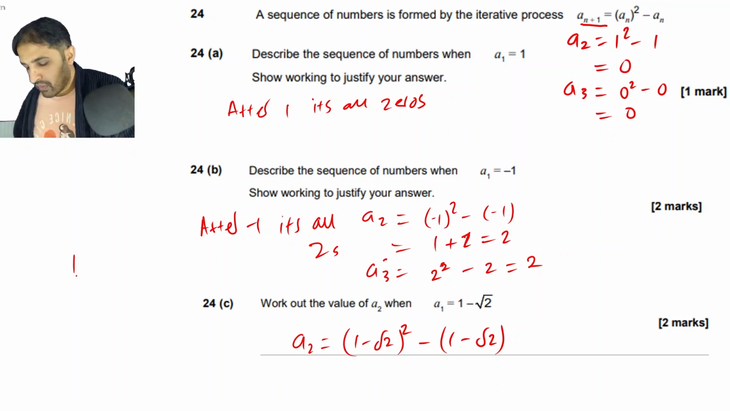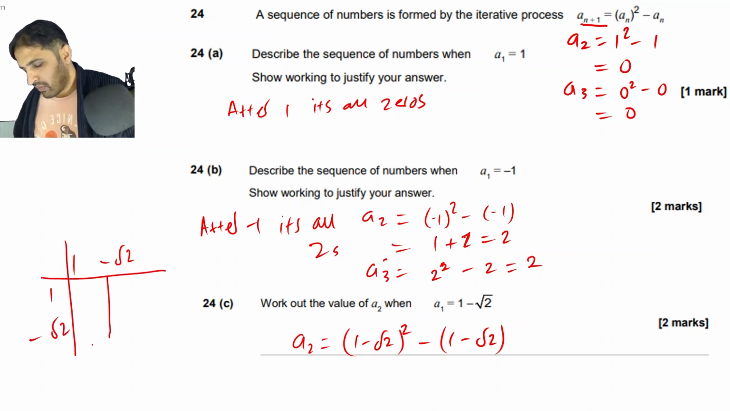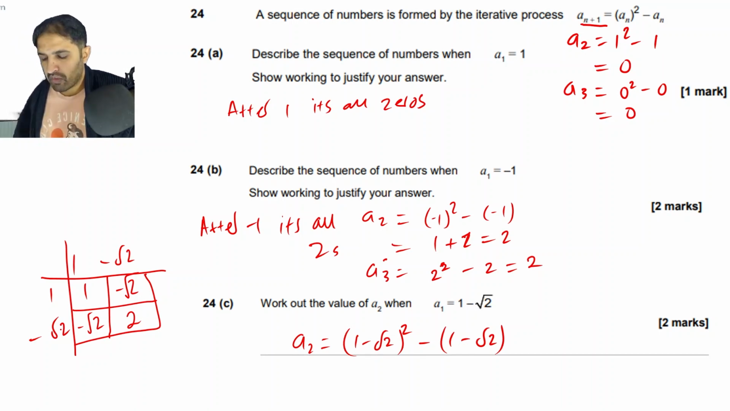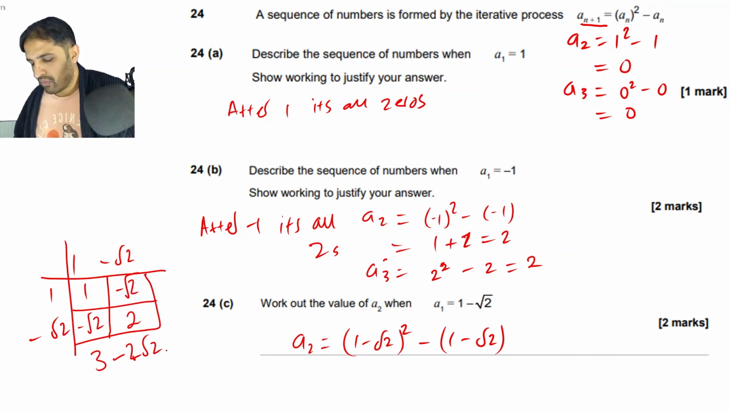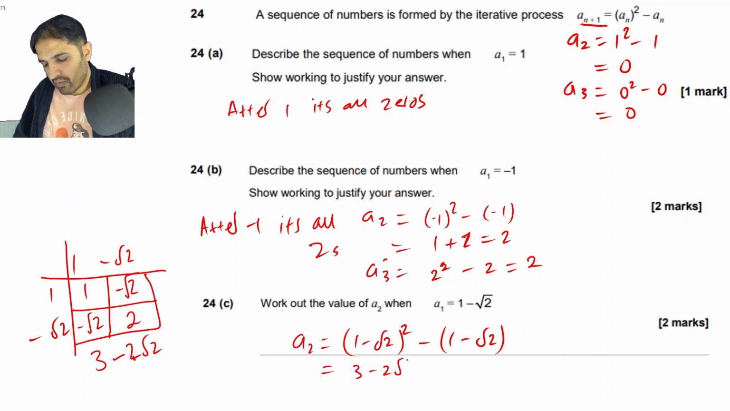Okay, so we're going to do 1 minus root 2 multiplied by 1 minus root 2. We're going to do this grid method again. 1 times 1 is 1. That's negative root 2, and then negative root 2, so 2 lots of negative root 2. And negative root 2 times negative root 2 is positive 2, because 2 negatives give you a positive answer. So we get 3 minus 2 lots of root 2. Okay, so that's what you get for this one here: 3 minus 2 root 2.